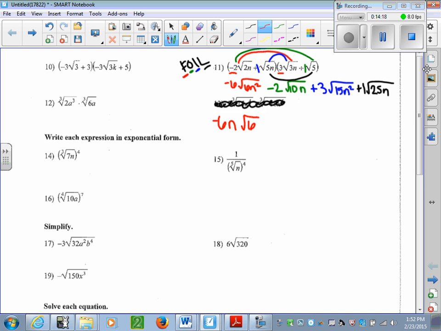Alright, so I took care of the first term. Now let's go on to this green term here. 10. Is 10 a perfect square? It's not. Are any factors of 10 perfect squares? They're not. So the 10 is stuck under the radical.